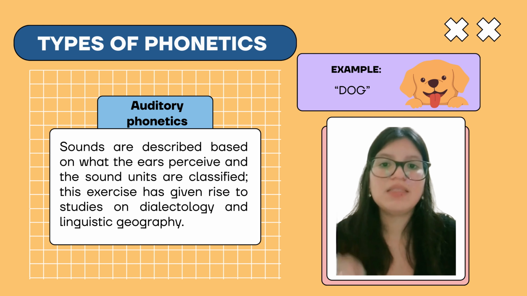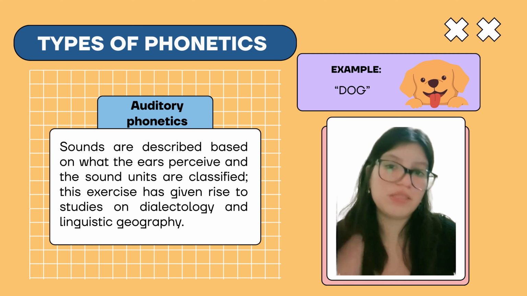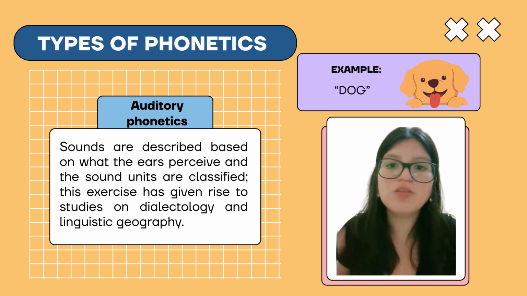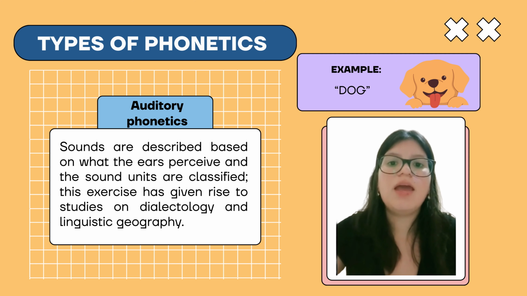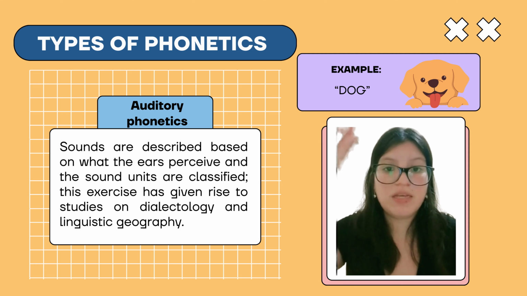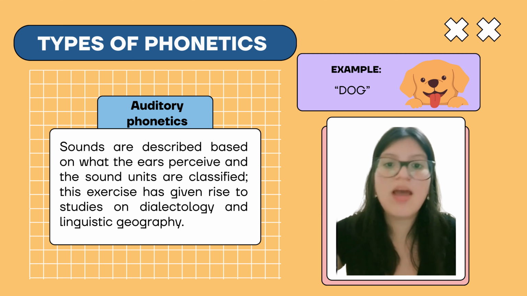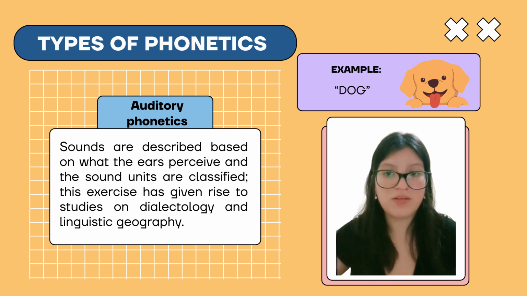Number 3. Auditory phonetics. This is the study of the reception and response to speech sounds, mediated by the ear, auditory nerves, and the brain. For example, when you hear someone say talk, your ears hear the sound and the brain processes it and understands that it means talk.